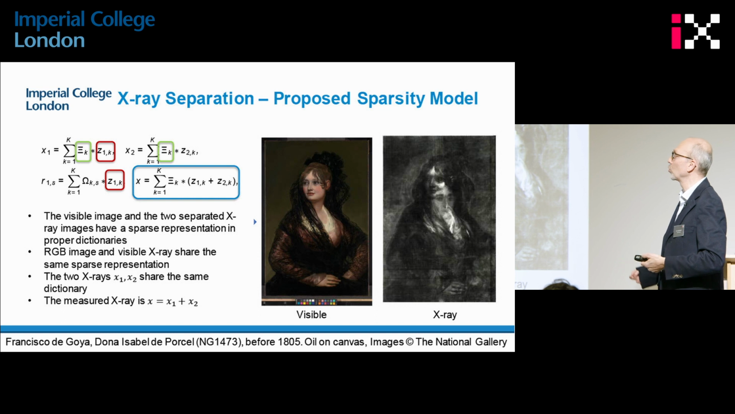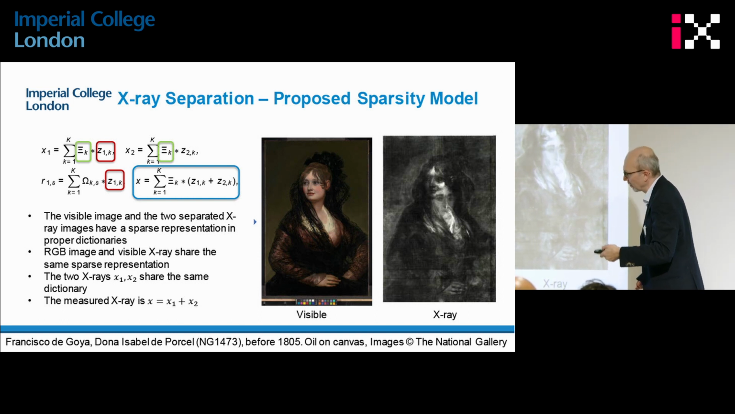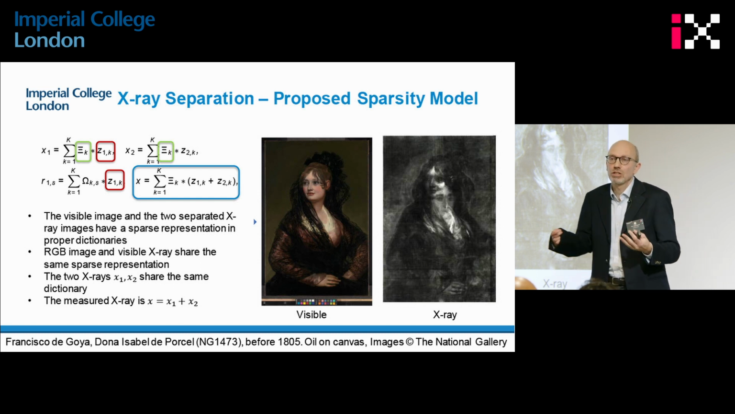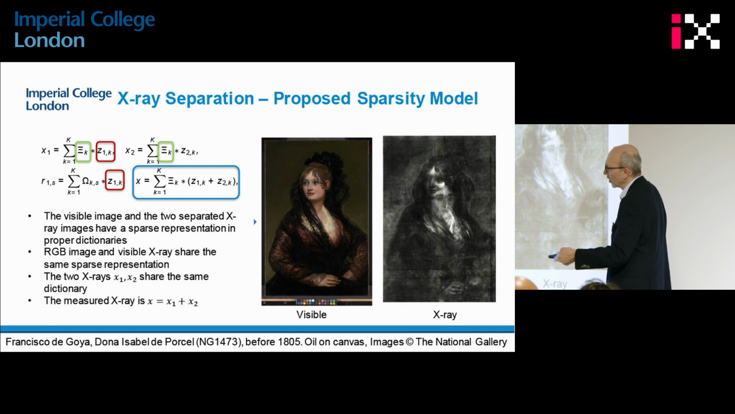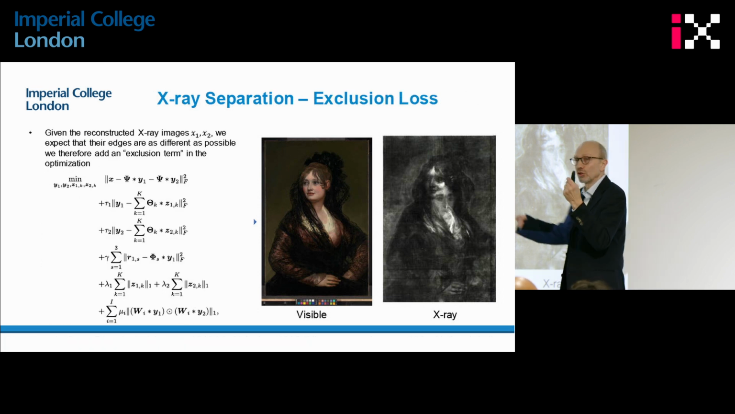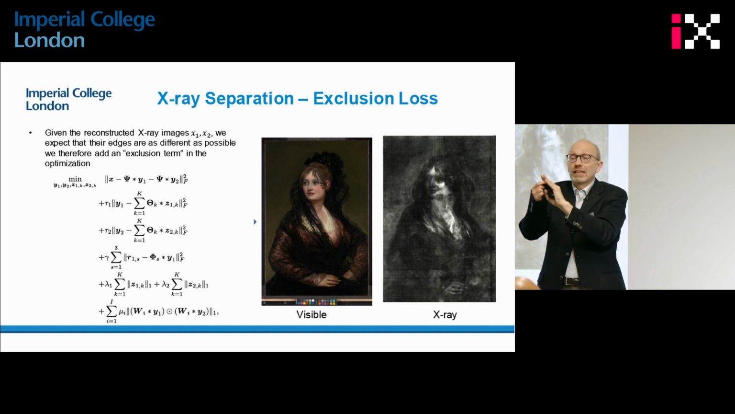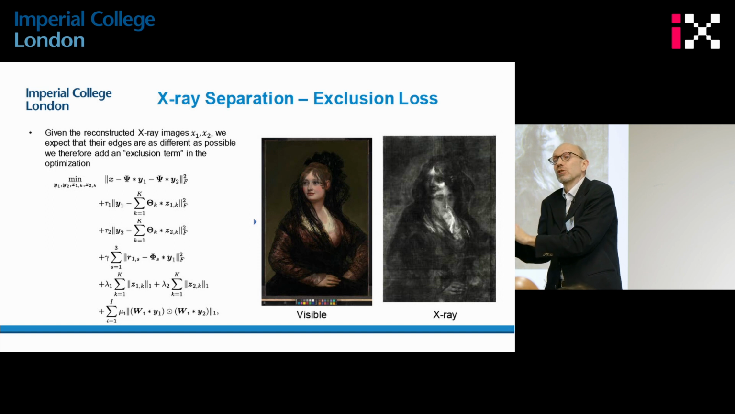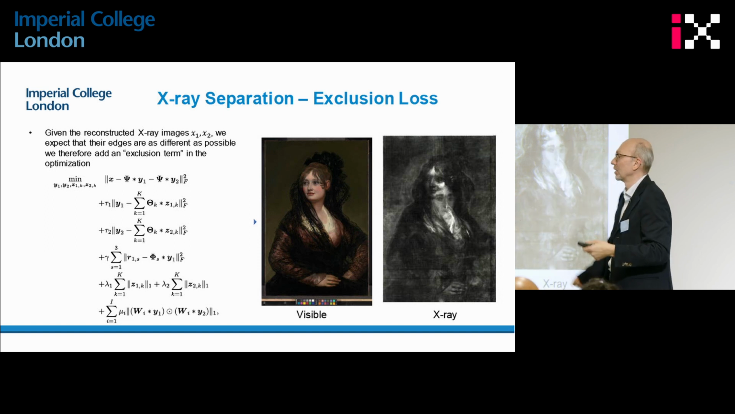Now we have the model. How do we create the neural network? Given that model, you have a complicated optimization problem, as before. There is one term that we added here, which is known as the exclusion loss. Here we are making sure that, given the two X-rays, if I extract the contours of the two X-rays and take the product, it should be close to 0. The two contours should be very different because these are two different images. It's known as the exclusion loss.